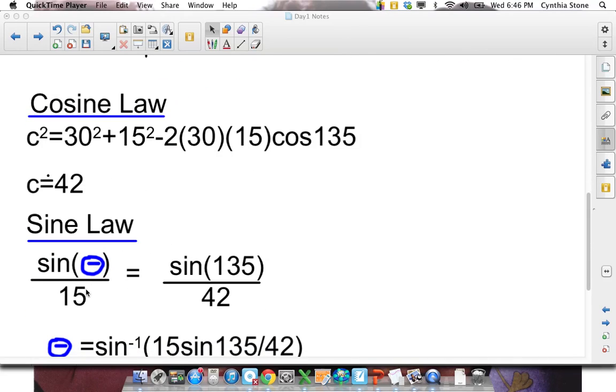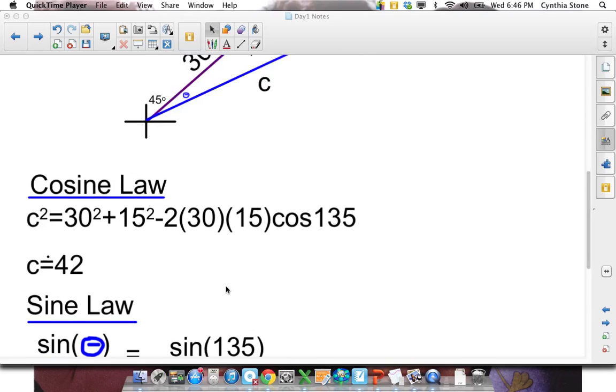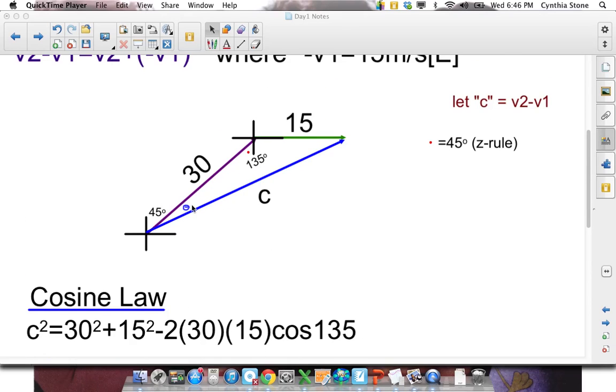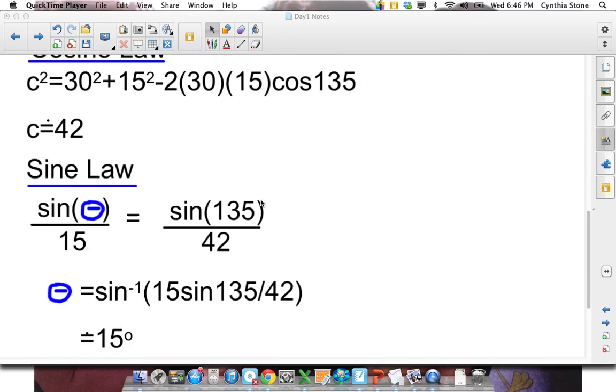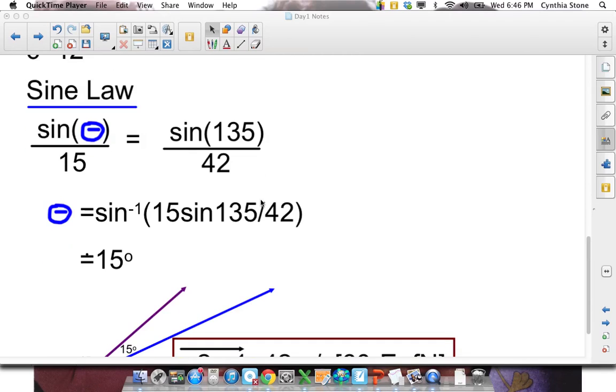So sine theta over 15 equals sine 135 over 42. Let's see how I got that. Because sine theta over the one across from it is sine 135 over this, which is 42. End up with 15 degrees.